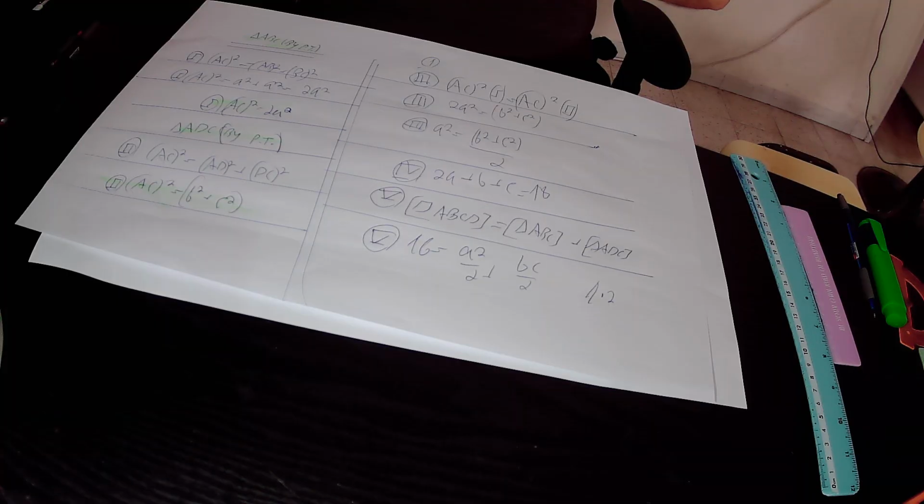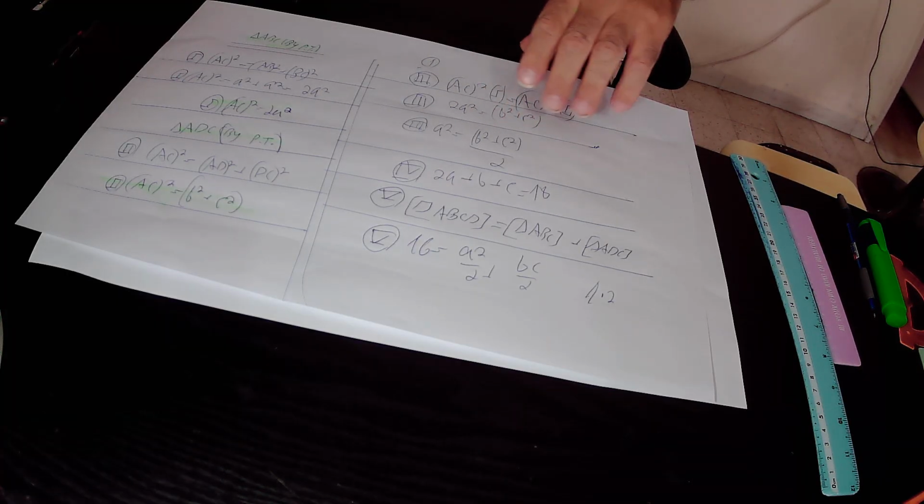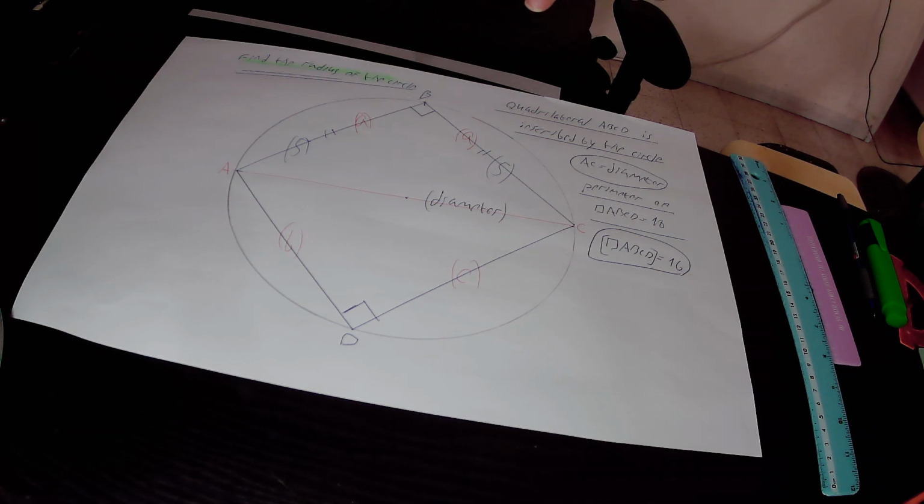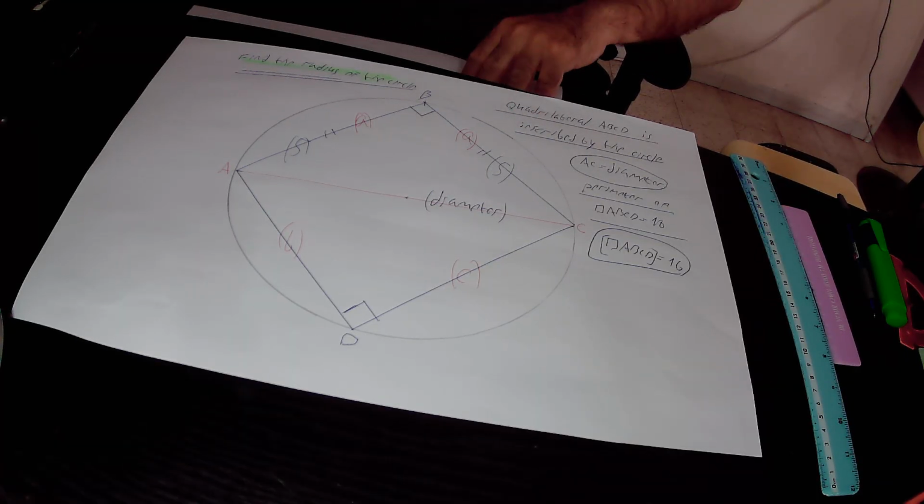The area of quadrilateral ABCD is 16, so substitute the area of quadrilateral ABCD by 16. What is the area of this right triangle ABC? The area of this right triangle ABC equals the base AB times the height BC over 2. AB is A, BC is A, so it is A times A over 2. A times A is A squared, so it is A squared over 2.